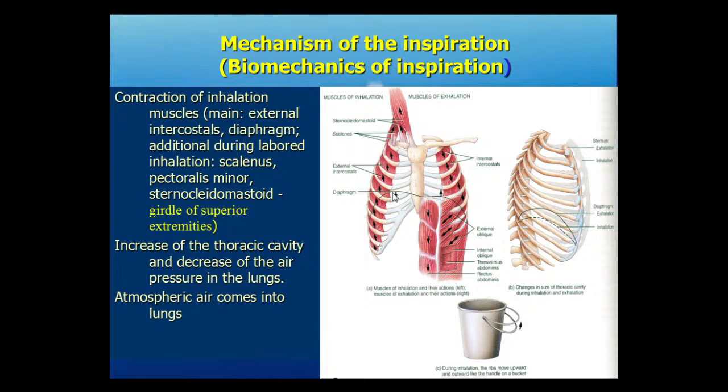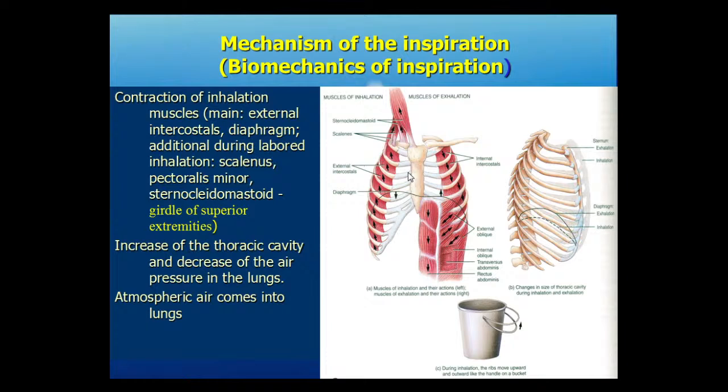You can see here a line which gives us an image of the position of the diaphragm, and its main muscles, the inhalation muscles. But when we have deep inhalation, we can observe participation of additional muscles. The additional muscles during labored inhalation are the scalenus, pectoralis minor, and sternocleidomastoid. Actually, it's the girdle of the superior extremities.